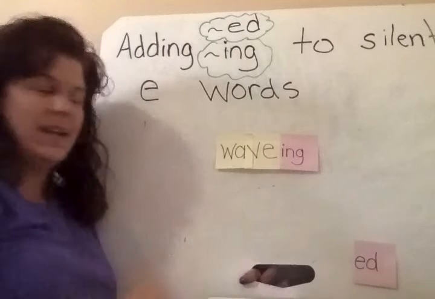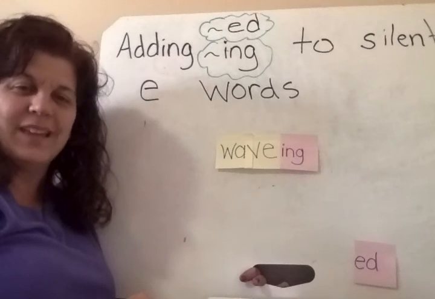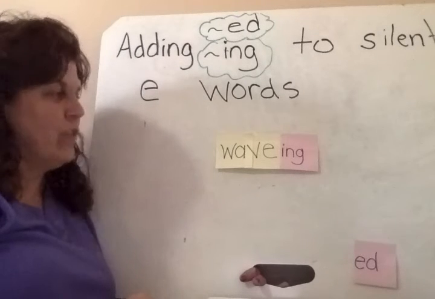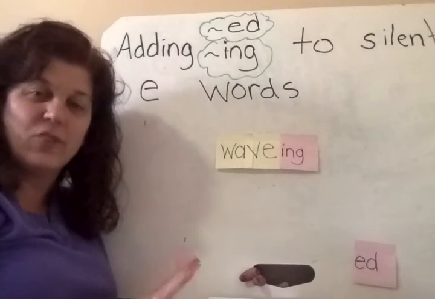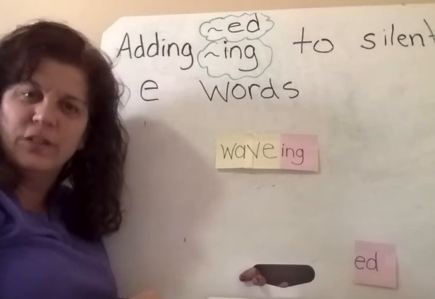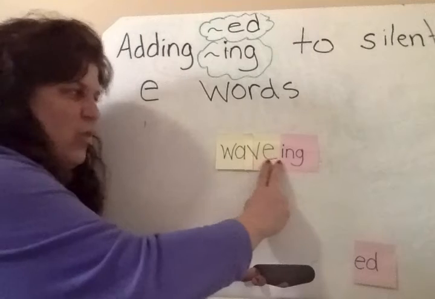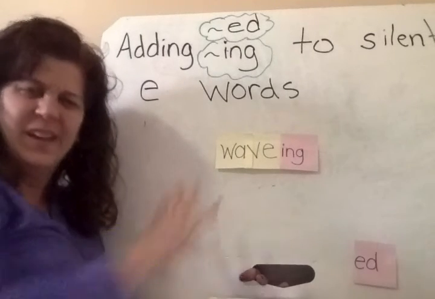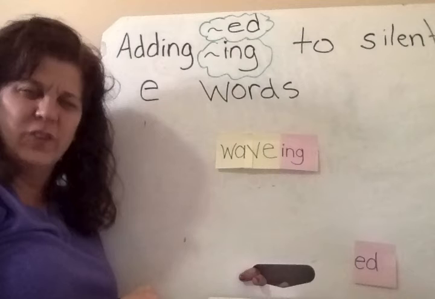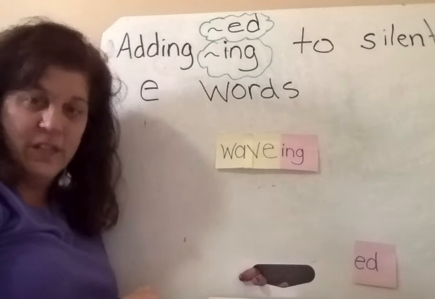Before we put that ing on, I'm supposed to take that E off. Otherwise it says wavying. Wavying. That doesn't even sound right. And it looks kind of funny too, doesn't it? It looks very awkward right here to have that E and the I together. That's not really a vowel team where it is in this word. So it should even look funny to you.